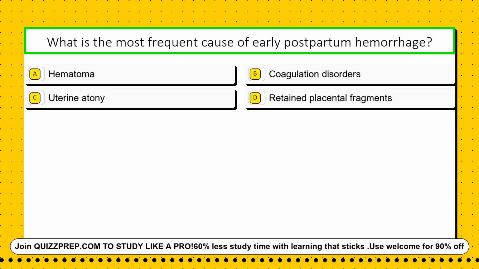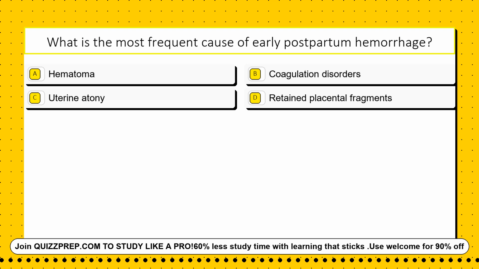Question 90. What is the most frequent cause of early postpartum hemorrhage? Option A. Hematoma. Option B. Coagulation disorders. Option C. Uterine atony. Option D. Retained placental fragments.